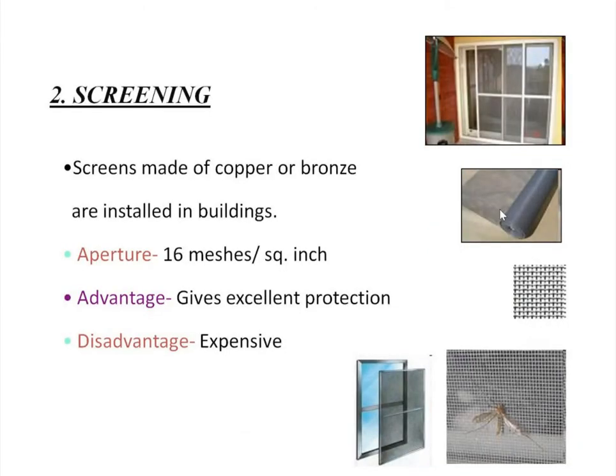Next is screening. Screening is also a commonly used personal protection in many houses. Screens are usually made of copper or bronze. While making the screening, keep in mind that each square inch of the screen should have 16 meshes. To be frank, it gives excellent protection, but the only disadvantage is that it is expensive, so not everyone can afford it. The best, least expensive and most economical option is using bed nets or mosquito nets.